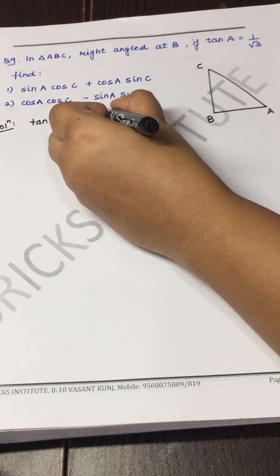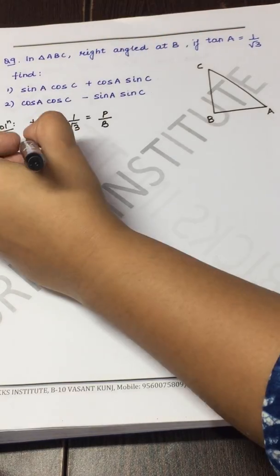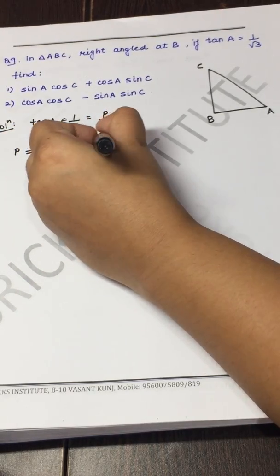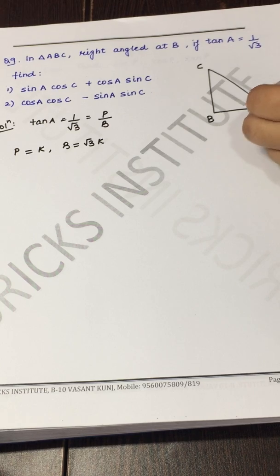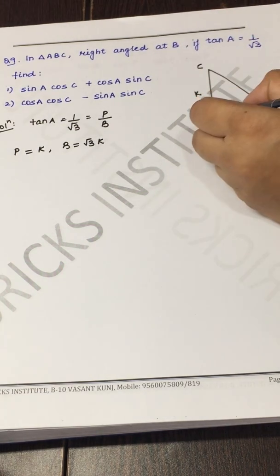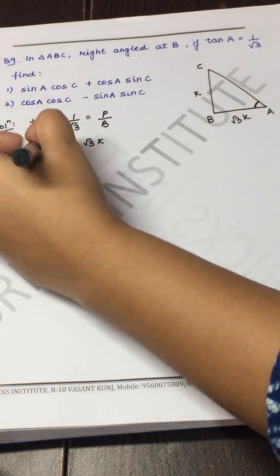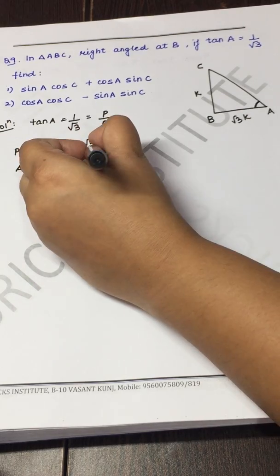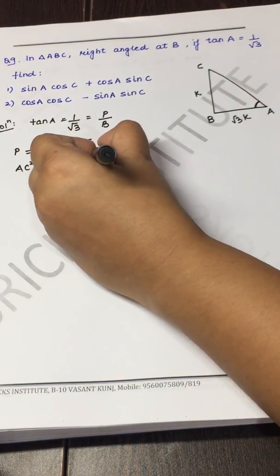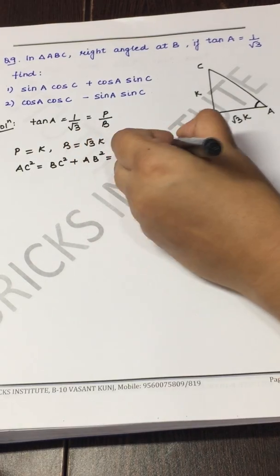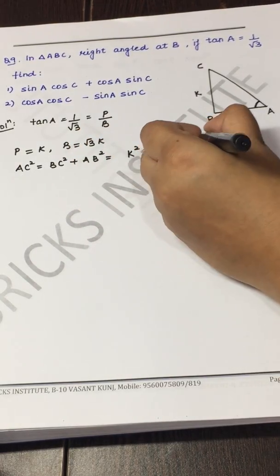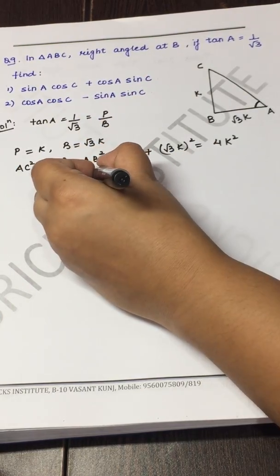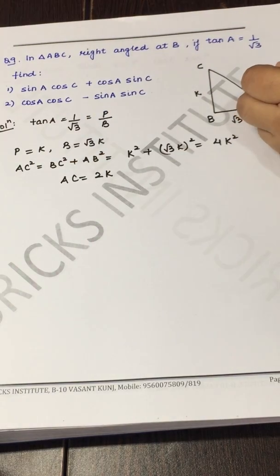So 1 upon, P upon B. So P is k and B is root 3k. So this is the angle. So P is k and this is root 3k. Let's calculate AC. So AC square is equal to BC square plus AB square, k square plus root 3k square gives us 4k square. So AC is equal to 2k. So let's write here 2k.